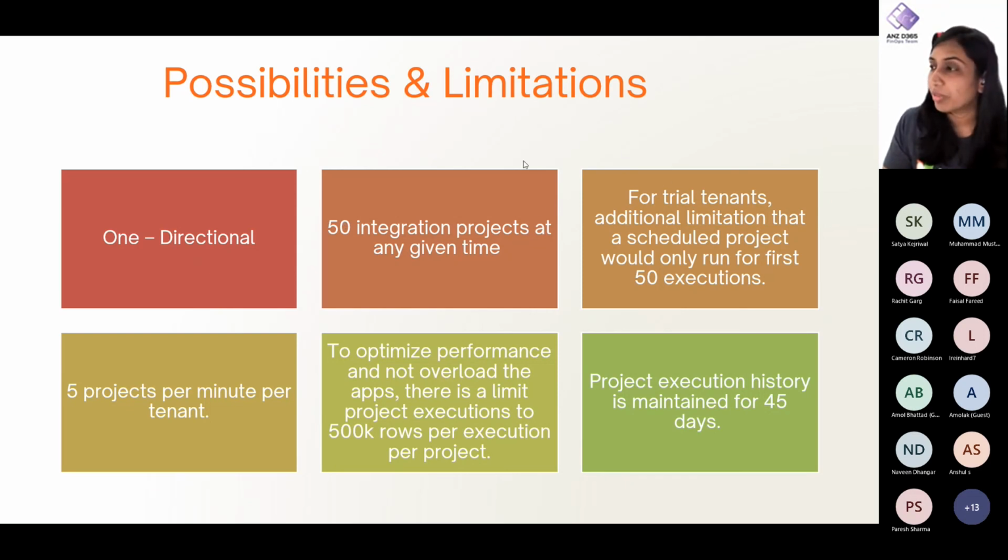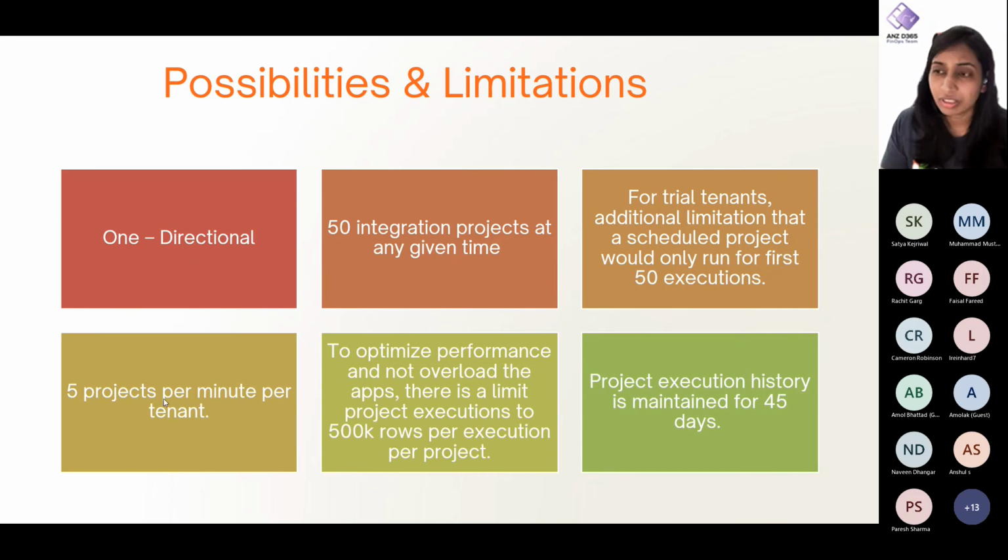But for the trial environments, there is an additional limit: the scheduled projects would only run for the first 50 executions. Execution means one project can run 10 times and another can run 30 times. So we have already covered 40 executions, which means only 10 executions are left. So this is for the trial limit.